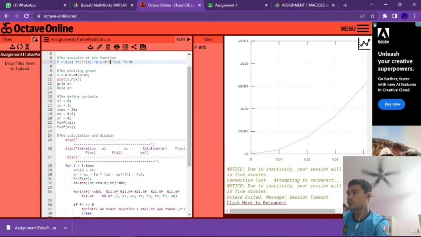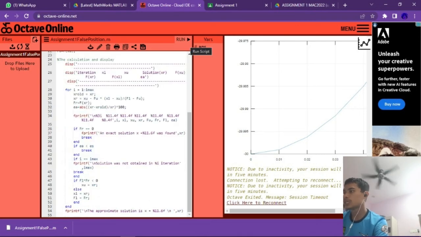And for the code, for I equal to 1, so for iteration 1, XR old is equal to XR. When we obtain the new XR, it will replace the XR old. So we put the formula of XR in here, which is XU minus FU times XL minus XU, divided by FL minus FU. FR is equal to F of XR. The approximation error is the absolute value of XR minus XR old, over XR.